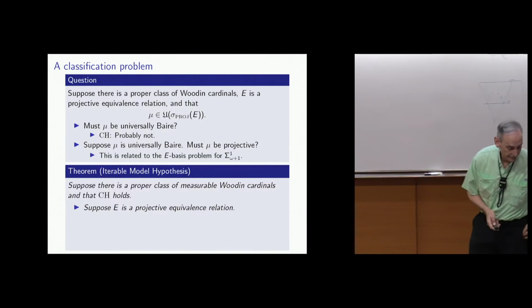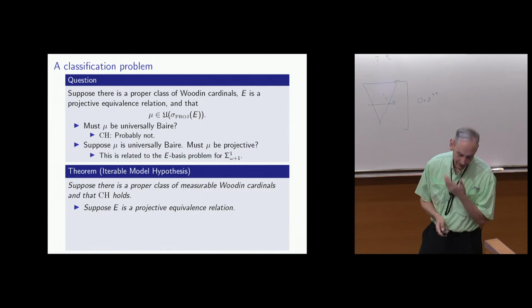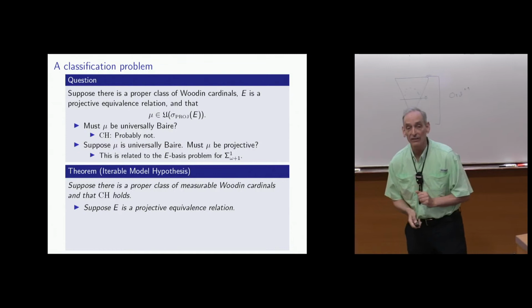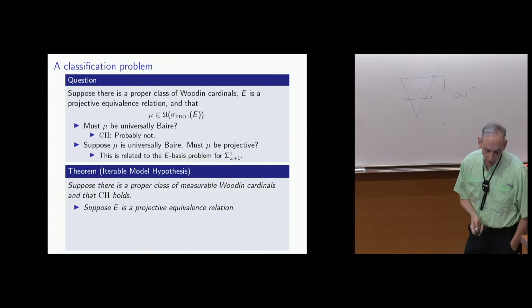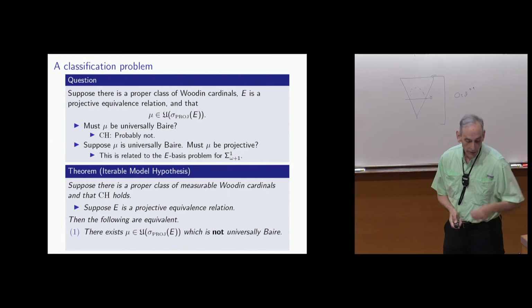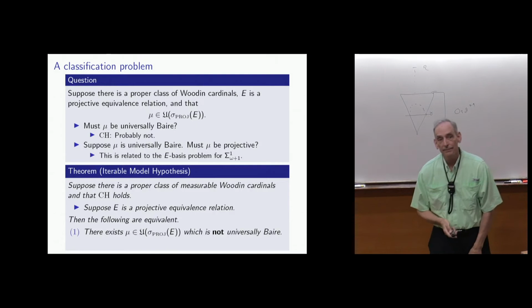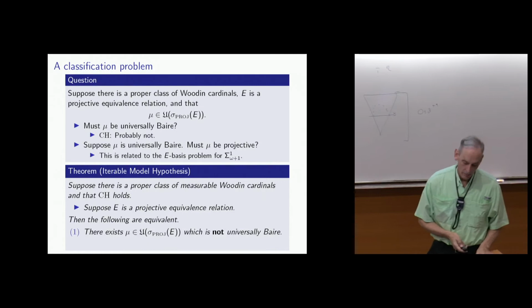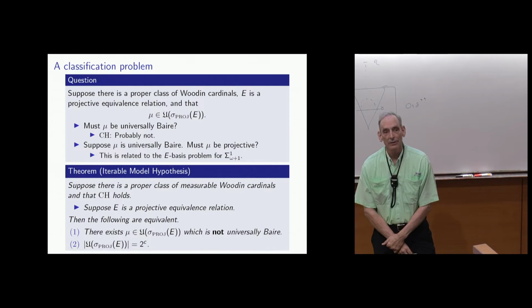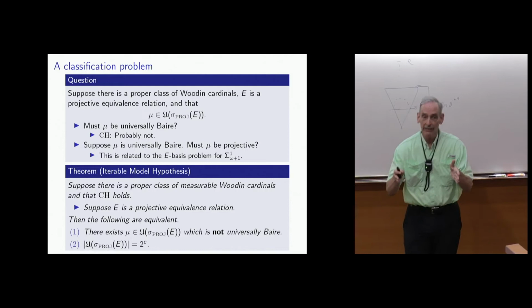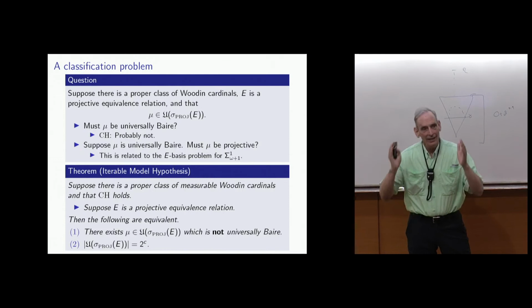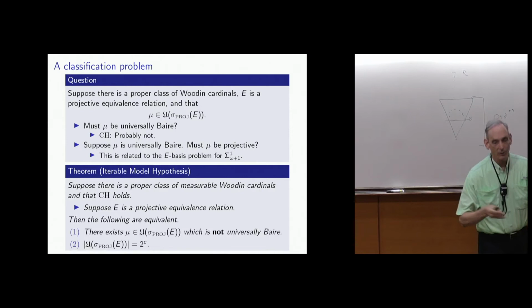So there is a theorem one can prove. The iterable model hypothesis is the assumption that the Mitchell-Steel models with measurable Woodins, iterable models, exist. That's an open problem, but surely they do. Suppose E is a projective equivalence relation. Then the following are equivalent. You have an ultrafilter which is Borel-generated and indecomposable, which is not universally Baire. So you have a pathological ultrafilter. Well, that's equivalent to there being 2^c many such ultrafilters. So for any equivalence relation, you just pick it in advance. If you assume CH and the iterable model hypothesis, if you have an ultrafilter which is not universally Baire, so not nice, then you have 2^c many of them. So it suggests there should be some freeness thing going on.